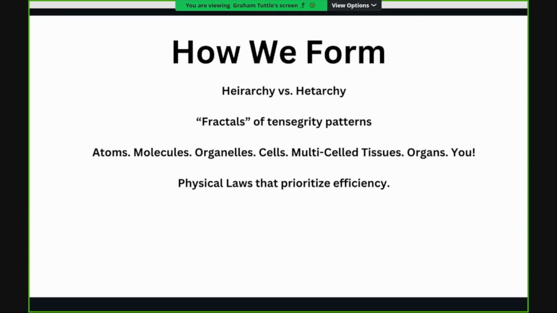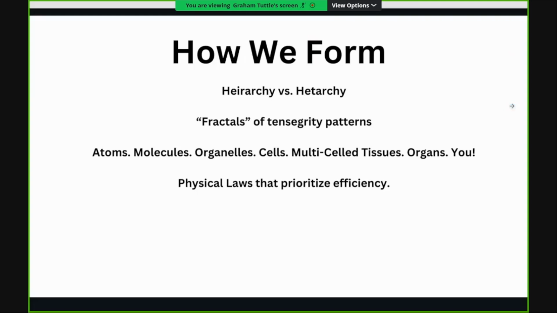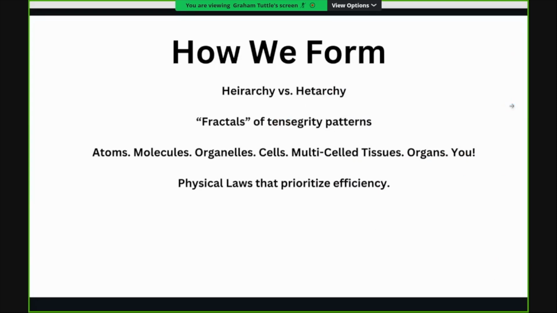So we're going to talk about this idea of hetarchy versus hierarchy, fascial fractals of tensegrity patterns. God, these words just sound so big. The progression of micro to macro, and then the physical laws that prioritize efficiency. A lot of this I'm going to have to just spit with golden tonsils, but we'll go from there. So let's talk about this first: the hierarchy versus hetarchy.